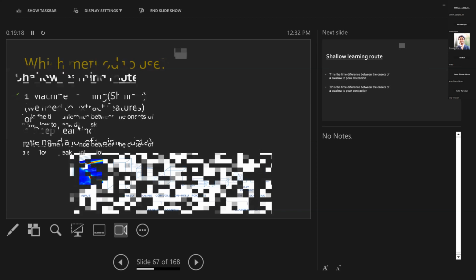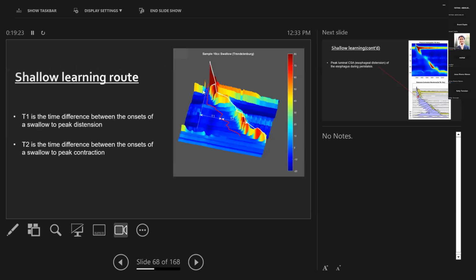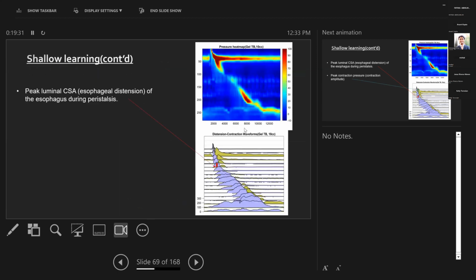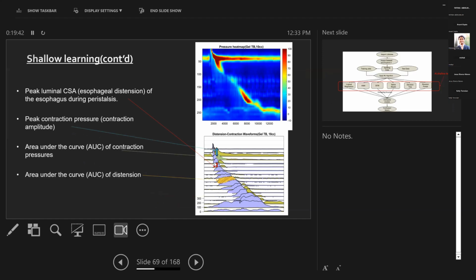So we had to extract some features. Some features that we use: T1 is the time from the pharyngeal opening to the onset of swallow peak distension, and T2 is the time difference between the onset of swallow and peak contraction. You can also use the peak luminal distension or peak luminal contraction, and some other features, the area under the curve of contraction and the area under the curve of distension, right?